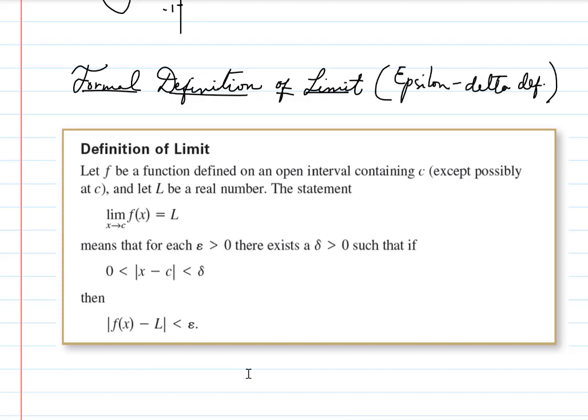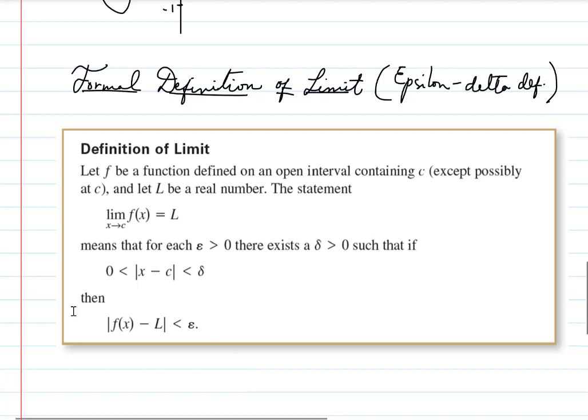And what it says is that we have a function f defined on an open interval containing c, except possibly at c. Remember, the function doesn't have to be defined at the limit point, as we saw in the examples above in the beginning. There could be a hole in there, but the limit could still exist as x gets closer to c, to this limit point, and let L be any real number.